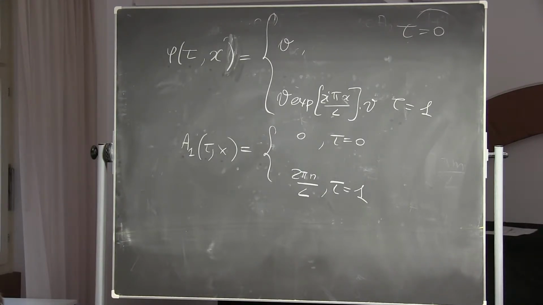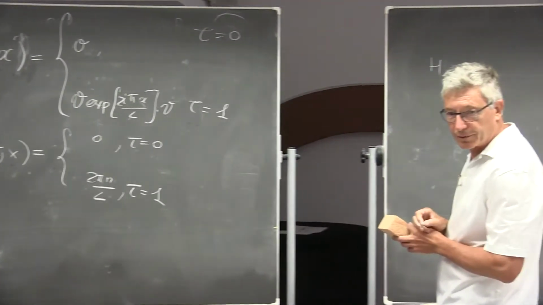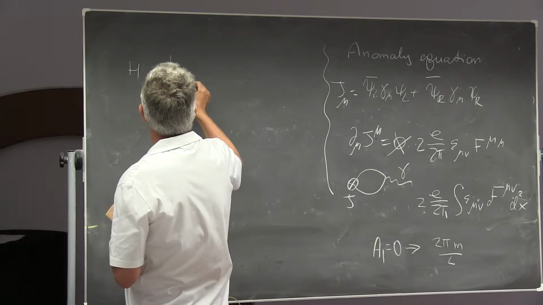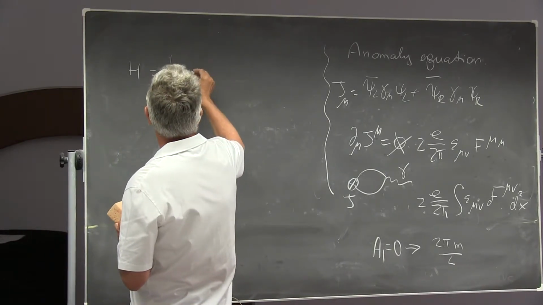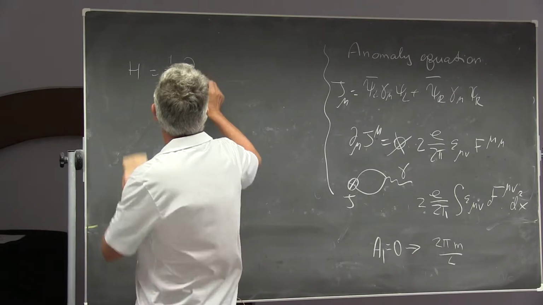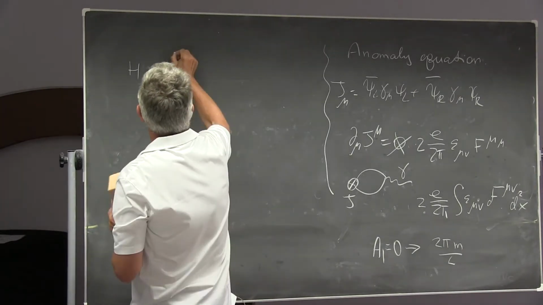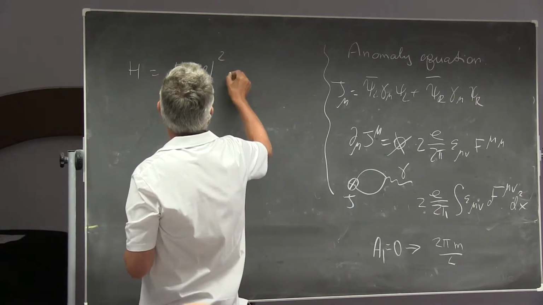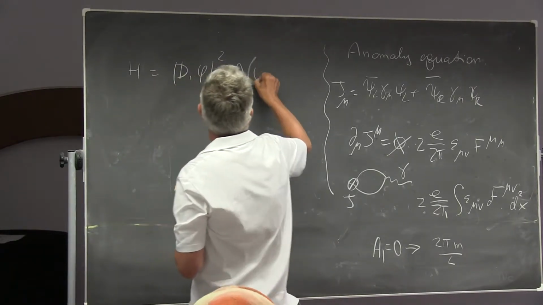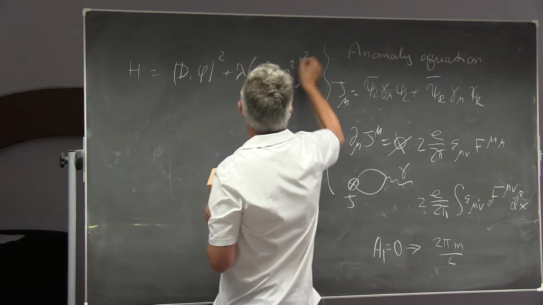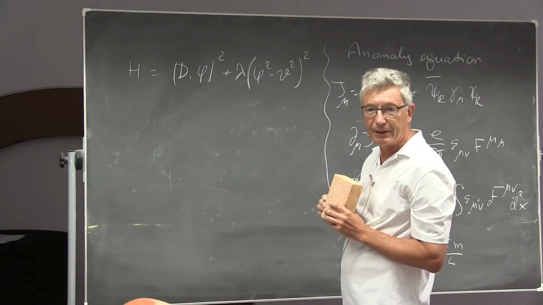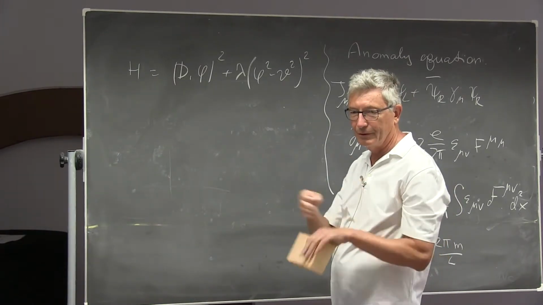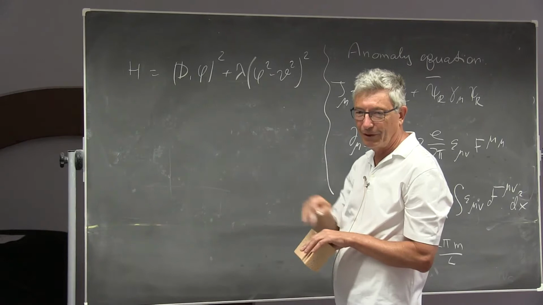Now, let's compute the energy of this configuration. The energy of this configuration will be equal to the integral of dx, 1/2 modulo square of D1 phi plus lambda times modulo phi square minus v square, all squared. Okay? There is no contribution of the gauge field because there is no magnetic field in 1 + 1 dimensions.